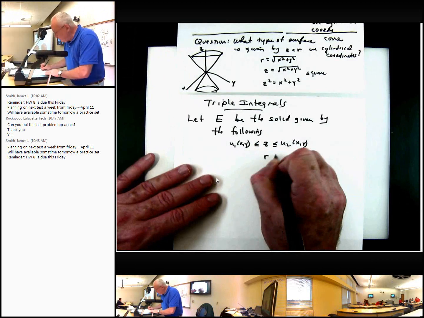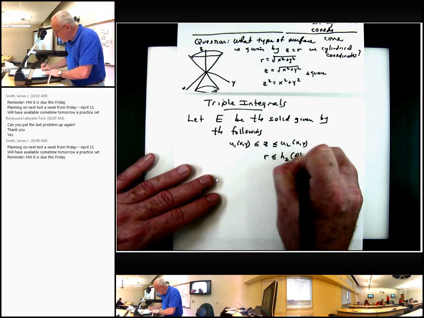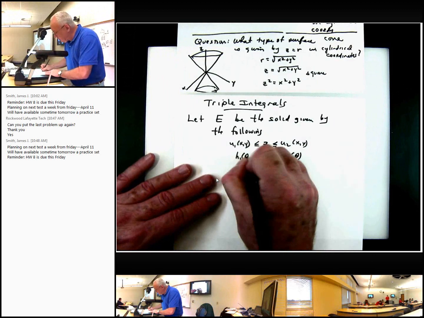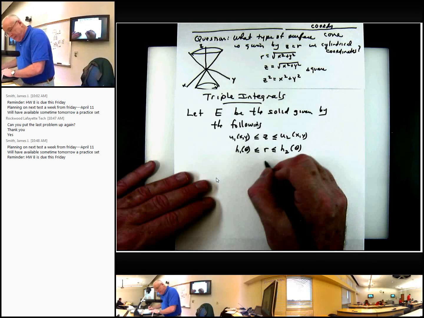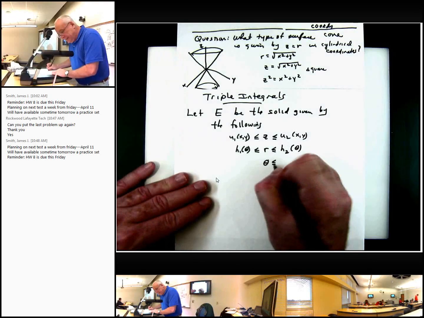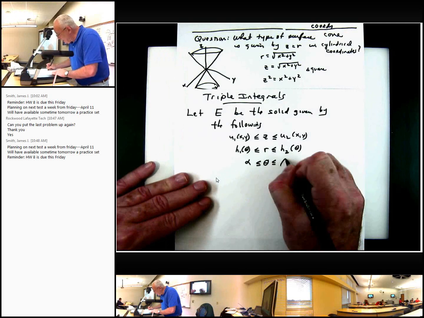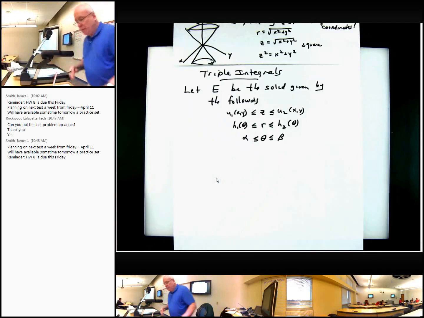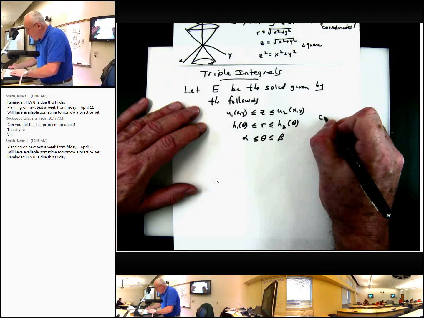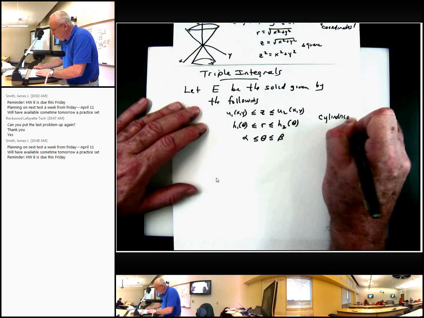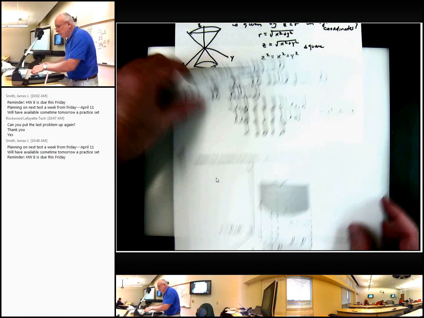r is less than a function H2 of theta and bigger than a function H1 of theta, and I'll show you in a diagram in just a second. And theta, say, is bigger than alpha and less than beta. So these are the bounds of this solid in cylindrical coordinates, z, r, and theta. This is what it looks like.